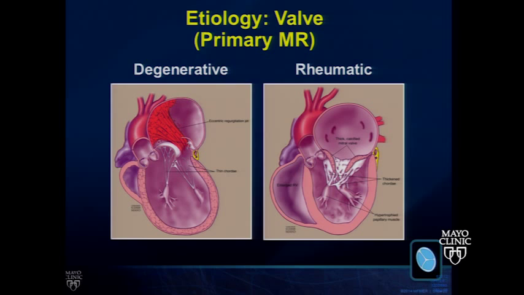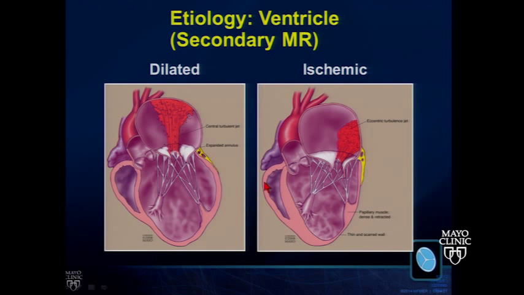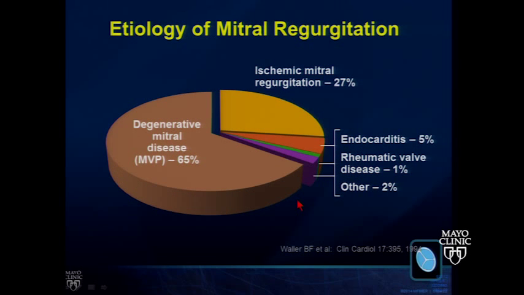The most common primary mitral regurgitation is the degenerative, the myxomatous mitral valve, chordal rupture. Rheumatic probably comes second. But if you think about secondary mitral regurgitation, which we're seeing more and more of, it can be due either to a dilated cardiomyopathy or an ischemic cardiomyopathy with papillary muscle dysfunction. But remember, primary versus secondary mitral regurgitation, because the treatment is different for both.